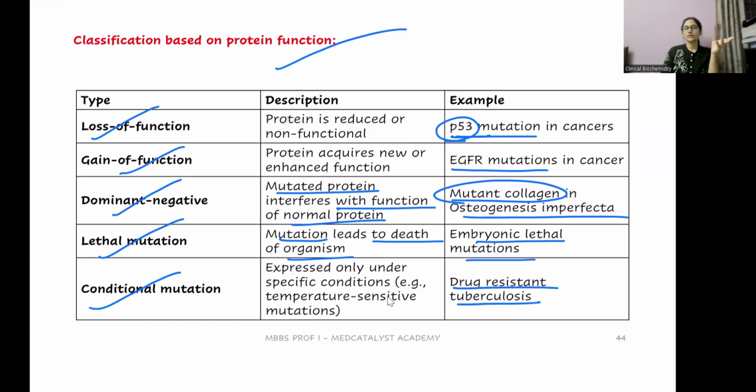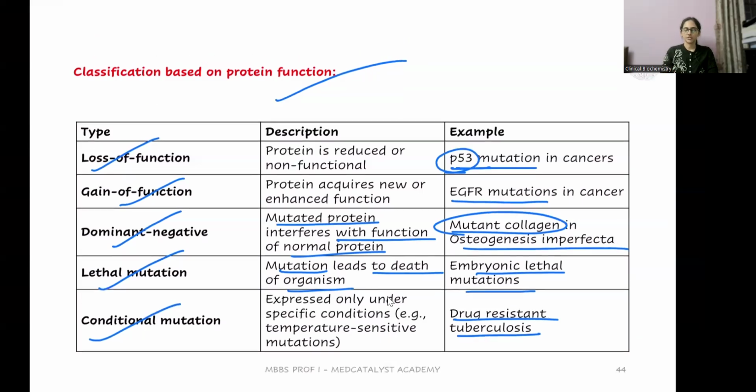So in this case, what you will do is give two drugs in combination, not just one drug. You will give combinations of drugs so that this resistance doesn't affect the treatment of the patient. Okay, so this is conditional mutation, meaning mutations are expressed only under certain conditions, right? So this is all about your classification based on protein function.